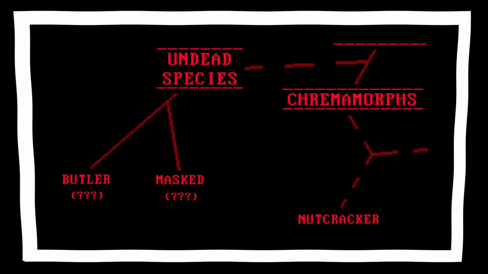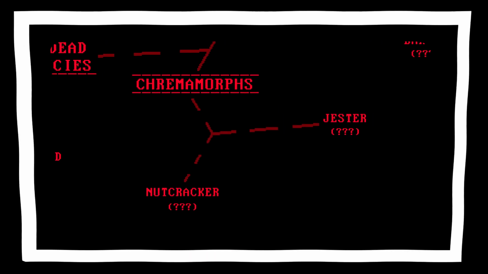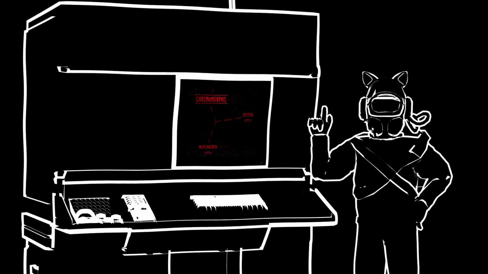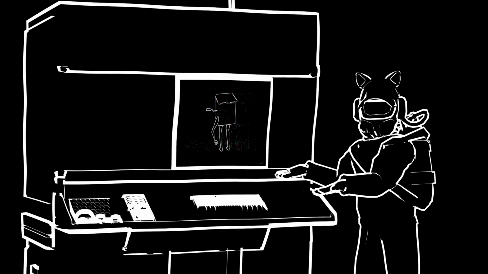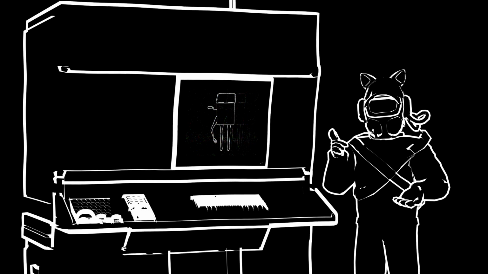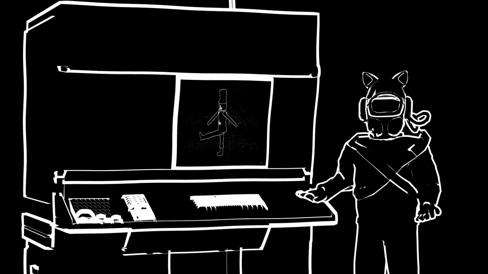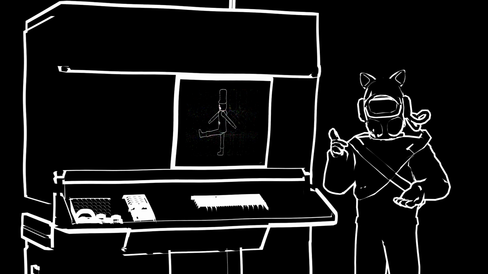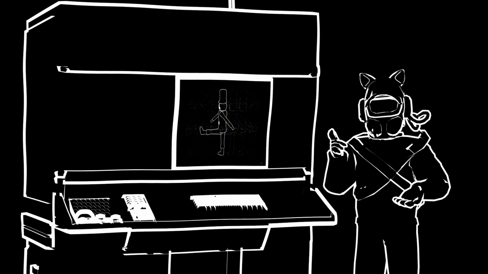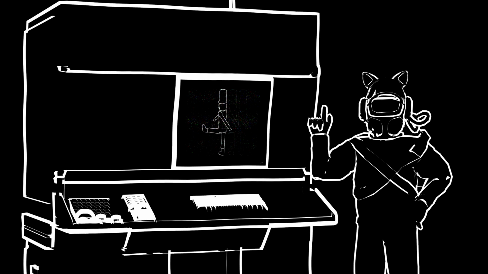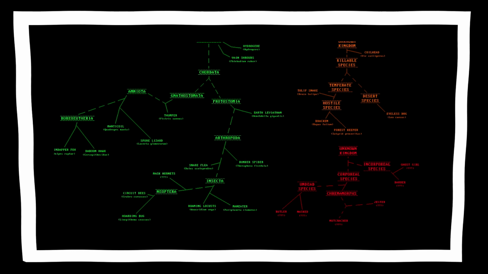The other one would be cremamorphs, which is a word that means it has inanimate object qualities, and you're gonna see what I mean when you see the Nutcracker and the Jester. The Jester obviously comes from some sort of wind-up toy box, and the Nutcracker, of course, is based on the little toy. So these have qualities of inanimate objects, and thus are grouped together. So that would be all the trees of Lethal Company.